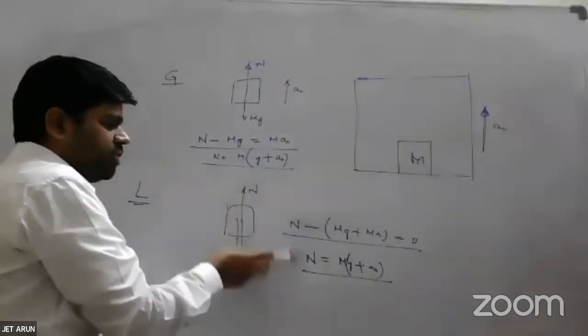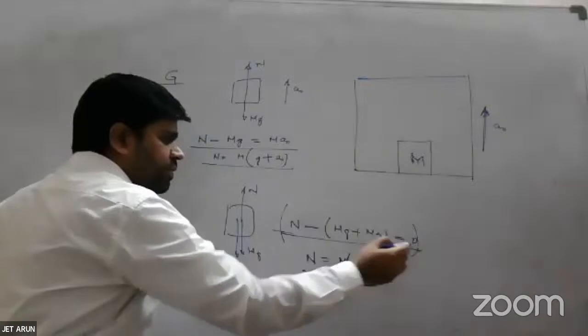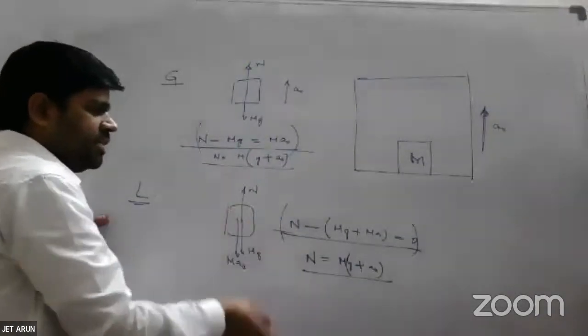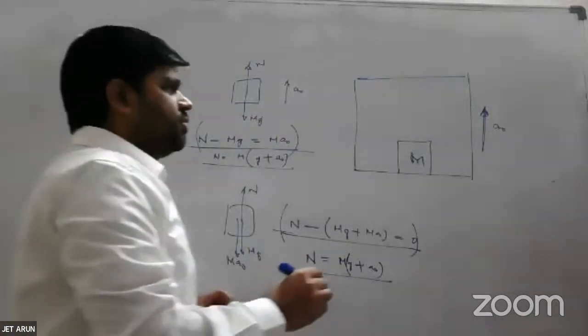Normal reaction turns out to be the same, but the physical meaning of this equation is different. That's what I want to insist. The equation's meaning is different, but mathematically they are the same. All right. Now let us say this goes down with g.